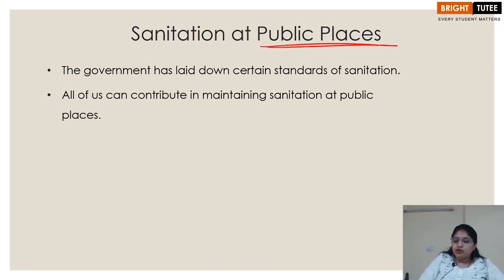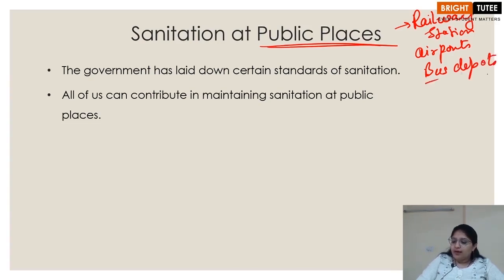Other public places where you see this kind of unhygienic habits are railway stations, right? Then you will also see public places like airports, and bus depots. All of these are quite busy public places where lakhs of people come in and go out each and every day, right? So when a large number of people are commuting through these places, wastage is produced on large levels. Now again, remember, this can be managed, and that's the reason why the government has laid down certain standards of sanitation.